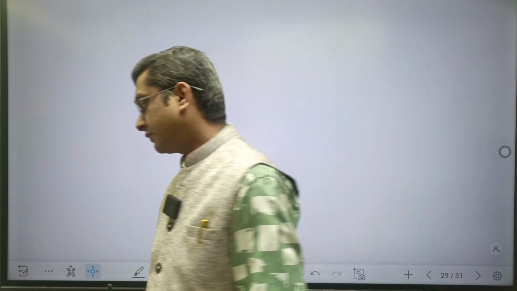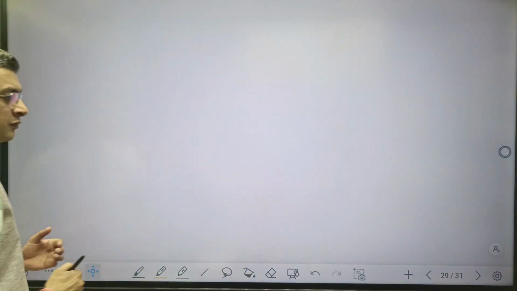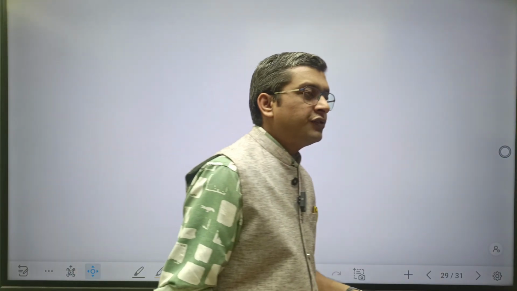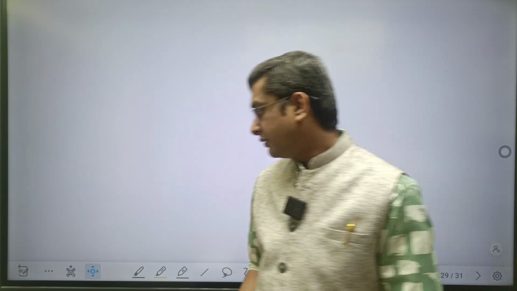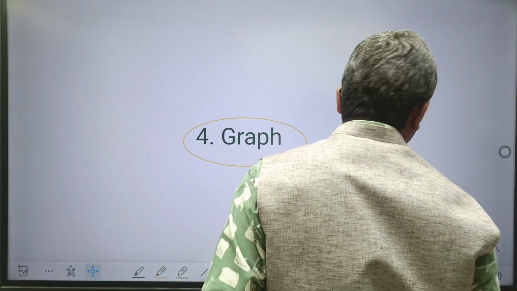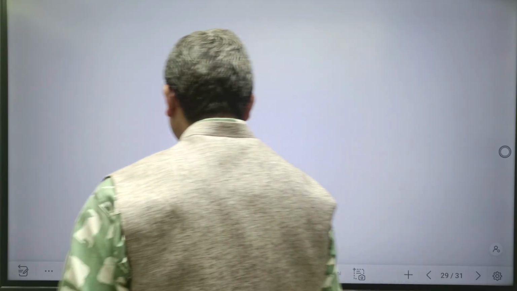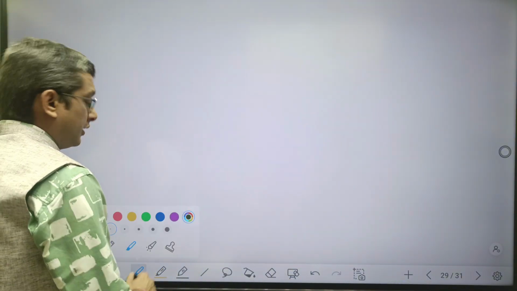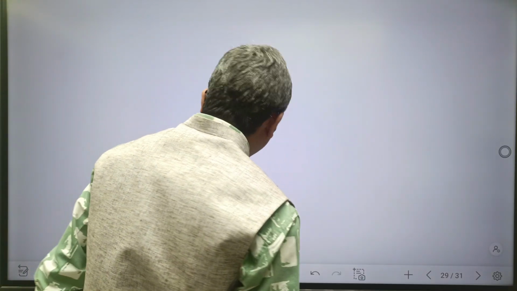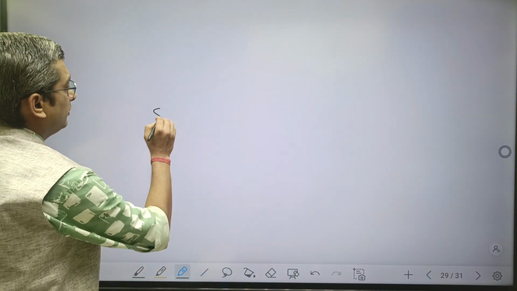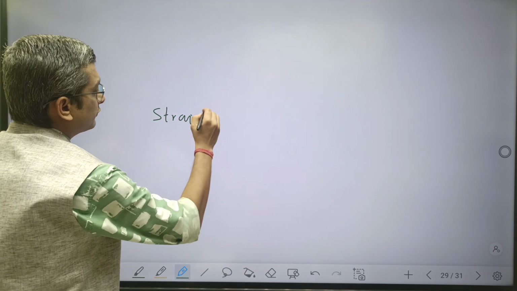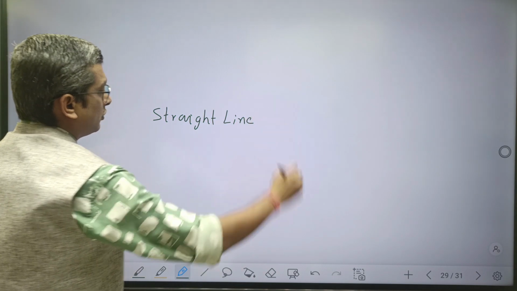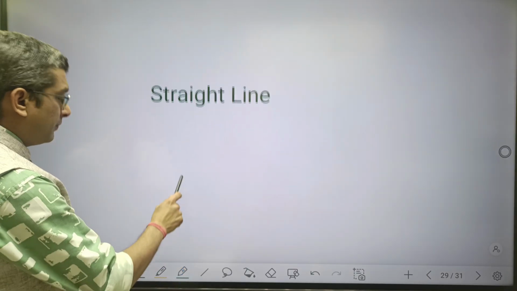So if you are a serious NEET aspirant, then you must take this section, that is graphs, very seriously. Because there are many problems which require the knowledge of graphs, and if you don't know it, you will find great difficulty in questions which have applications of graphs. So first of all, let us understand the most relevant one, that is the straight line equation or straight line graph.